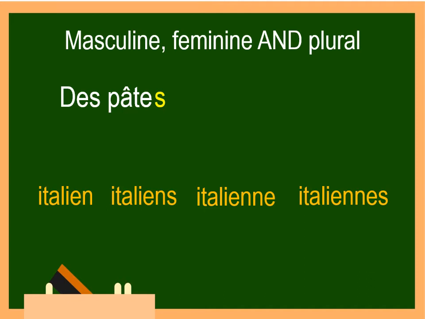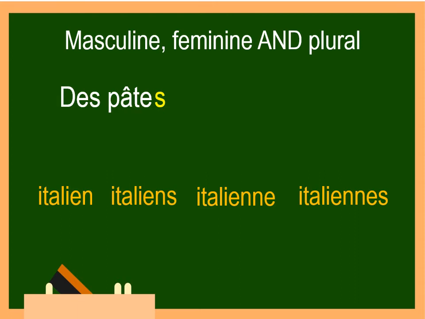So des pâtes, pasta. Remember that pasta is always plural in French. It always has an S in the end because we're talking about pastas. But obviously, if you had one pasta on your plate, that would be une pâte. So it could very well be in the singular, but here we've got it in the plural. So if we want to say Italian pastas, are we going to choose Italien, masculine singular, Italiens, masculine plural, Italienne, feminine singular, or Italiennes, feminine plural?